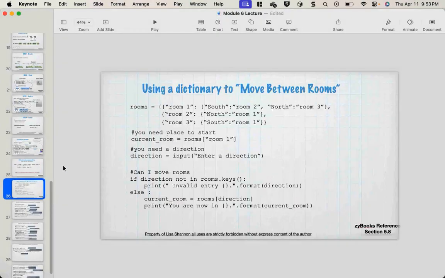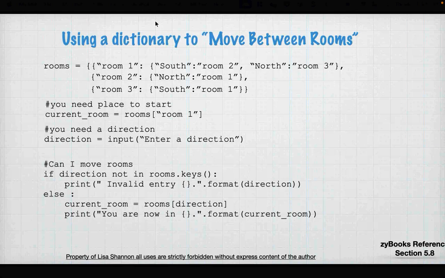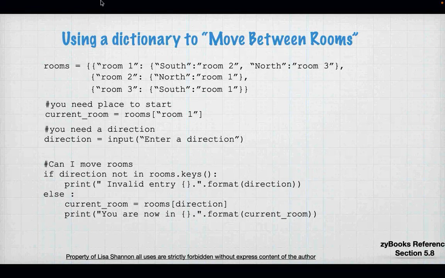So let's talk about moving between rooms and then look at how I would move between rooms if I had three rooms and could only go north and south. So I have my rooms dictionary, which we just went over. The first thing I have to do is have a starting place. So I'm calling that starting place current room. And the way I define my starting place is I'm going to say rooms of and the name of the room that I'm starting in.